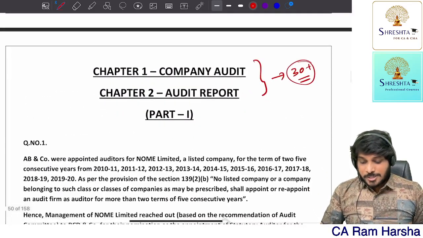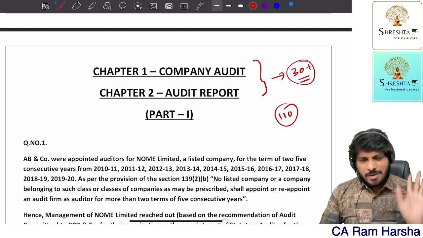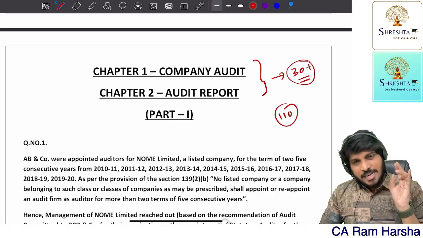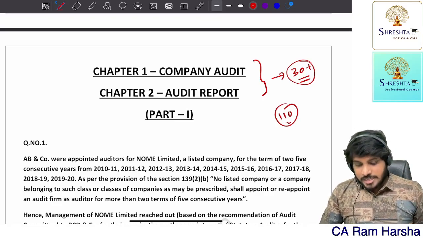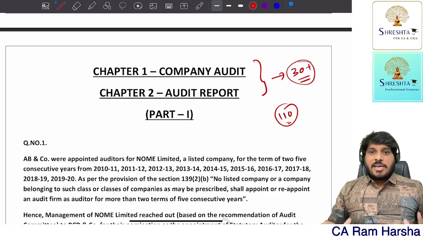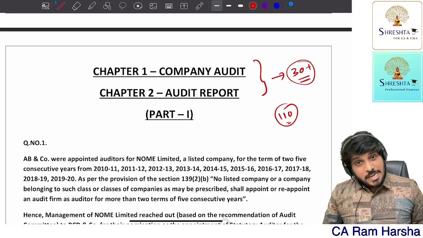Approximately these 2 chapters put together came to 110 questions. Only company audit, audit report and standards. Only these 3. 110 questions were there to practice. And if you read these 110 questions, sir, at this last moment should we read it completely, compulsorily?